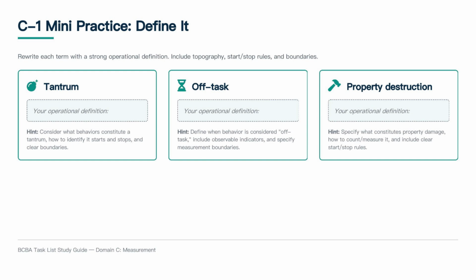Now let's make this real. When you see words like tantrum, off-task, or property destruction, your job is to translate them into observables with boundaries. What topographies are included, what signals the start, what signals the stop, and what does not count. On the exam, that translation step is often the hidden skill behind easy questions.